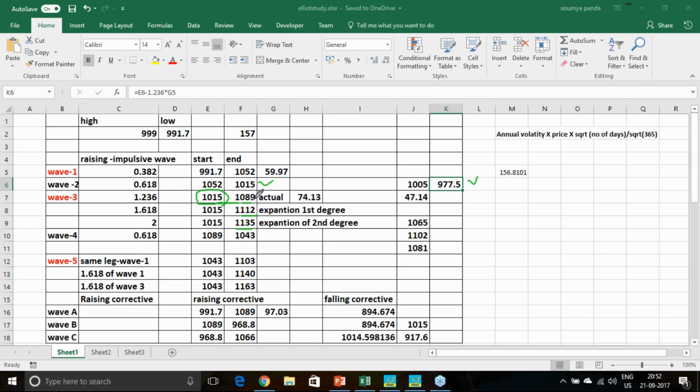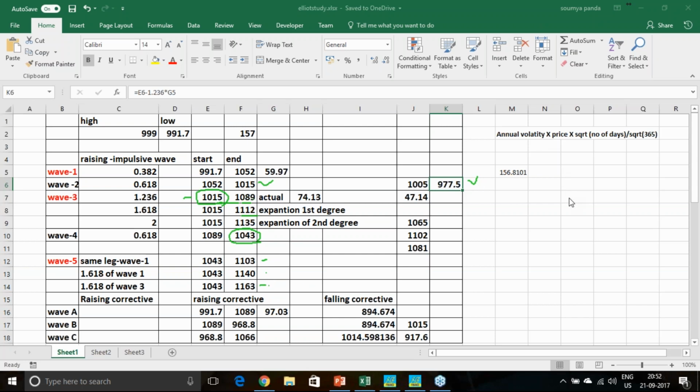Then a retracement will happen. If from here it reaches the 1089 level, the wave 4 can come at the 1043 level. So if you have missed the trade at 1015, you have again a chance to enter at 1043. If the first degree, second degree expansion happens, then accordingly you can draw the wave 4. Then wave 5, in the same way, 1103. If there is an expansion, it can go to 1163.